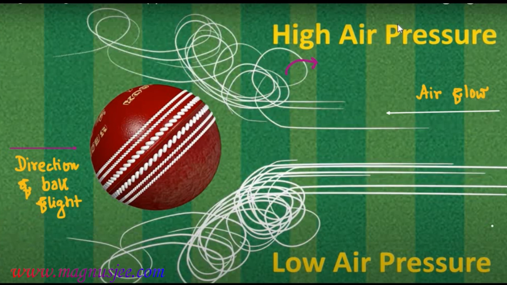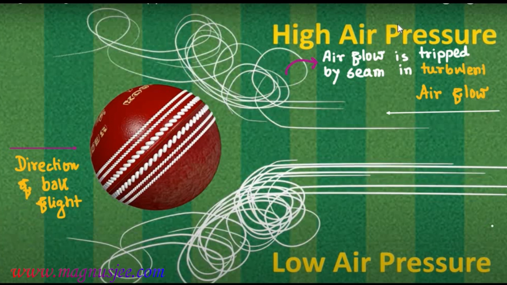And this turbulent flow occurs on the seam side, and airflow is tripped by the seam of the cricket ball in a turbulent state. This turbulent state will be weak, and the seam has a detrimental effect, making the turbulent flow weaker and thicker. For this weak and thick turbulent boundary layer, a greater pressure will be acting on the seam side of the cricket ball.